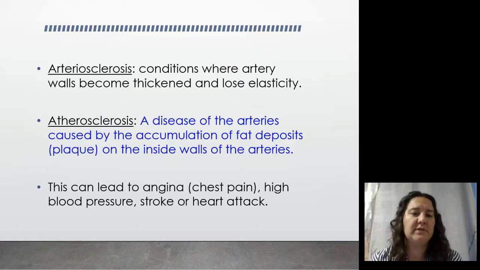Some conditions of arteries can include arteriosclerosis, which is where the artery walls become thickened and they lose elasticity. Typically this happens in older individuals because it's caused by an accumulation of fat deposits on the inside of the walls of the arteries, and this takes time. So this can lead to angina, which is chest pain, high blood pressure, and a stroke or a heart attack.